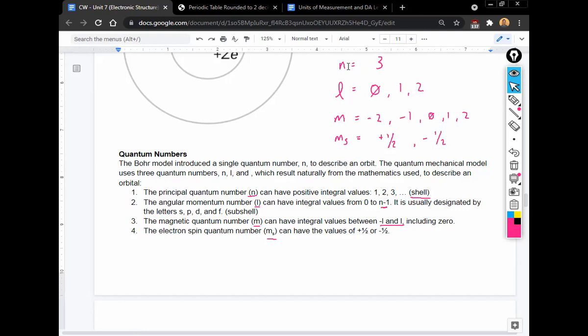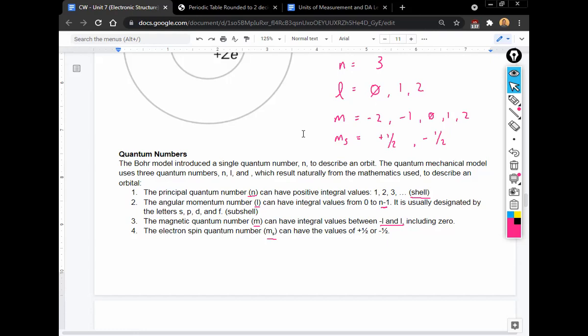Every electron is going to have a different set. They might have the same N, L, and M, but then the MS has to be different. Or they could have the same N and MS, but then the L and M would have to be different. So you can't have all 4 of them the same for different electrons. We just use this to describe where the electrons are in the atom. Any questions about any of these 4 values?